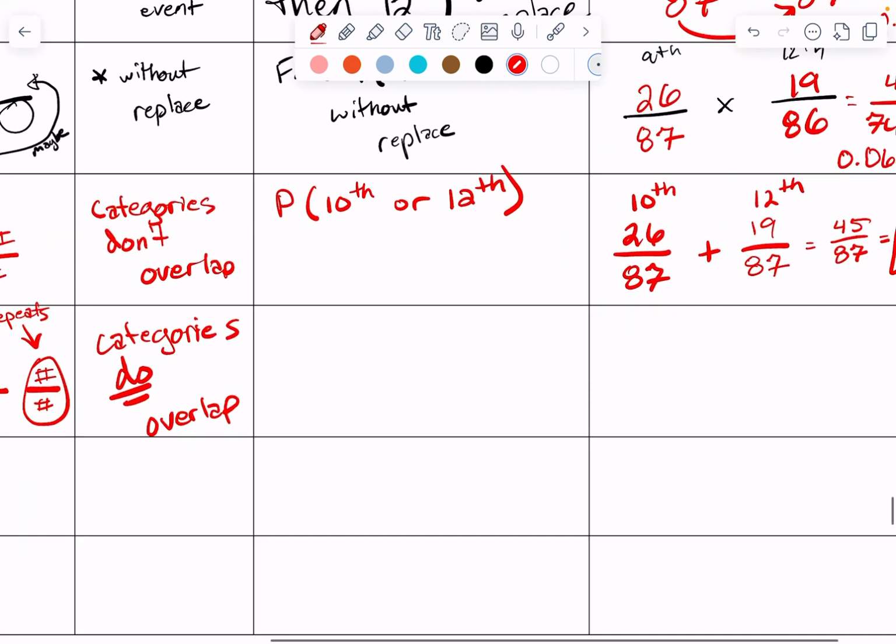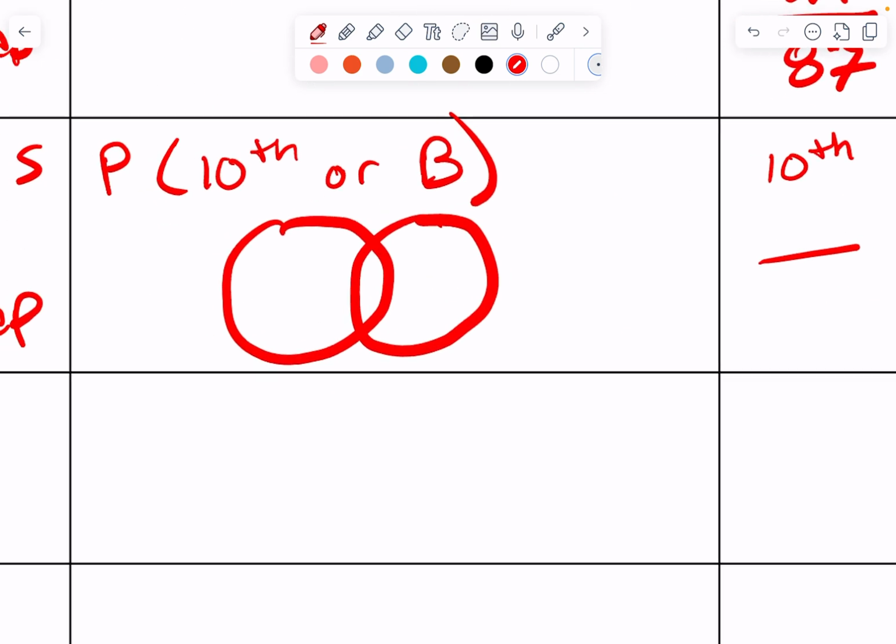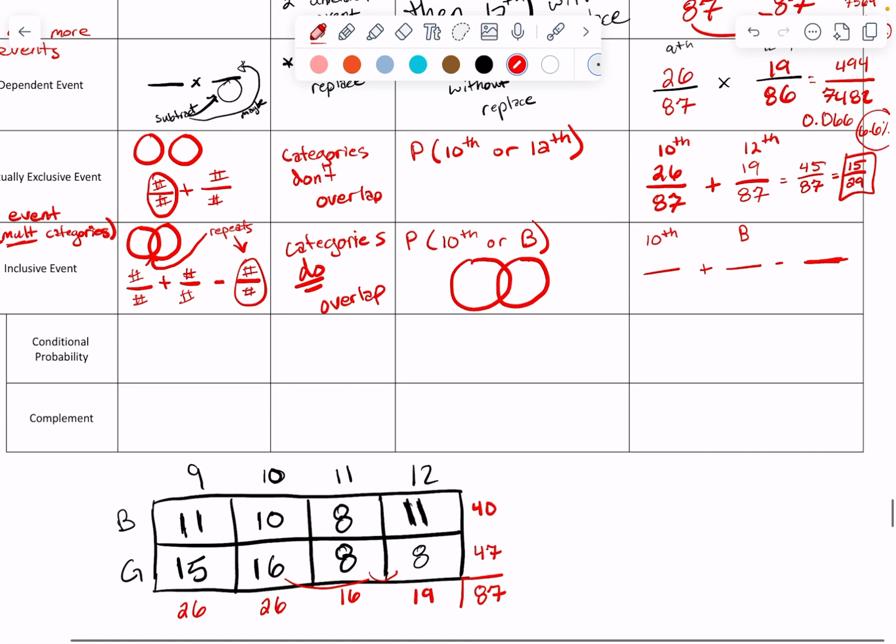Now I'm going to find the probability of getting a 10th grader or a boy, right? So now we do have overlap because I do have some 10th graders that are also boys. So I need to add those two, and then I'm going to subtract out my middle people, okay? So I'm going to do this little diagram right here. All right, and I should have made my middle bigger, but that's fine.